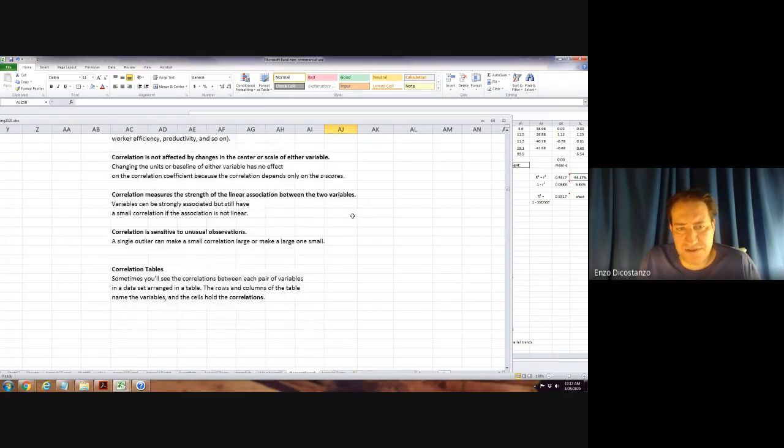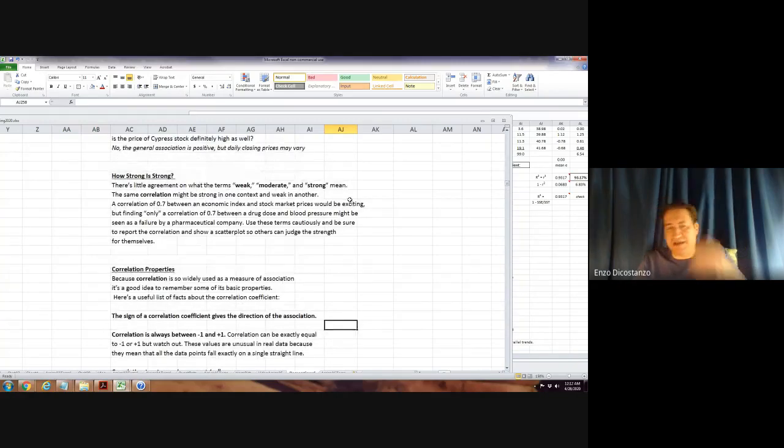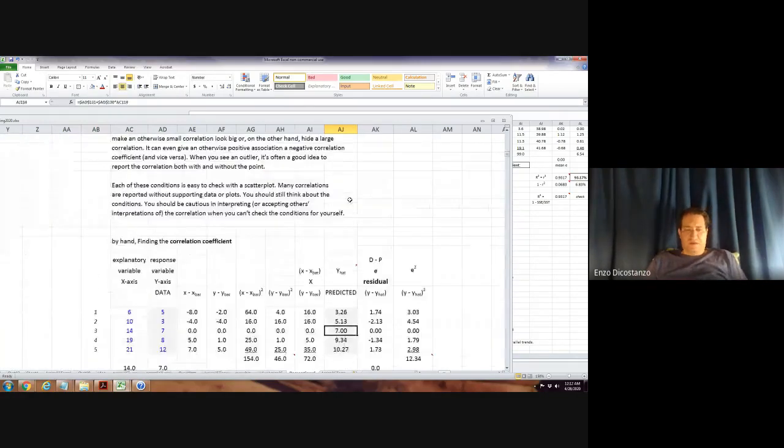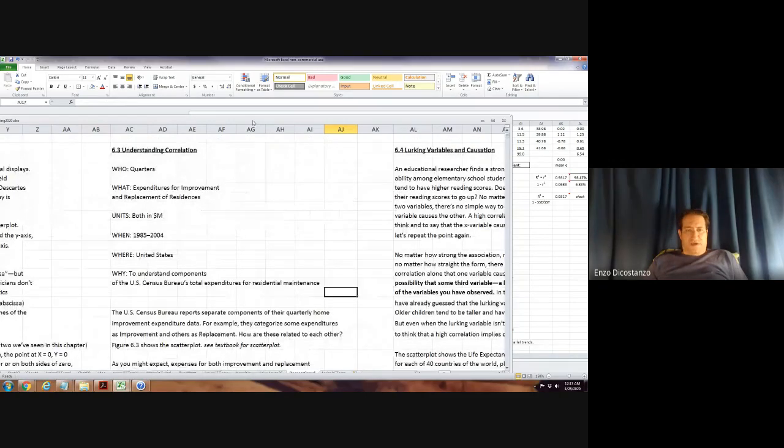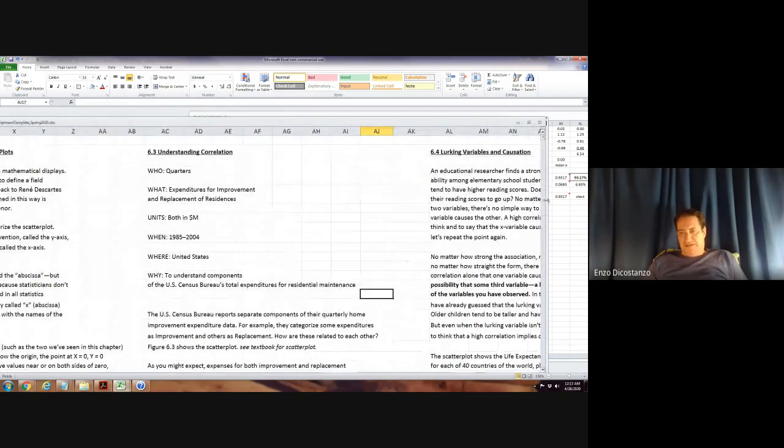The correlation coefficient gives the direction of the association. There are some tables, and I worked that up. But I suspect I'll be working on some more examples for this and the normal distribution chapter.